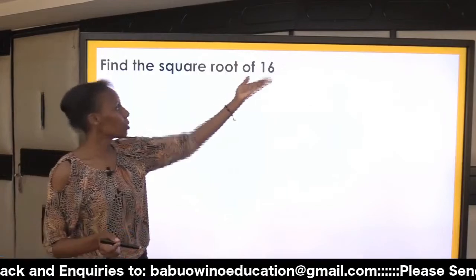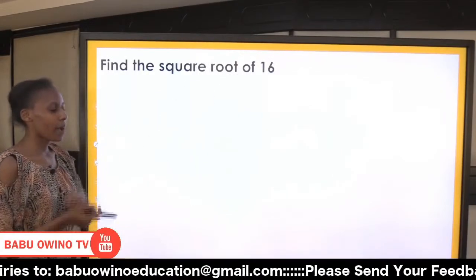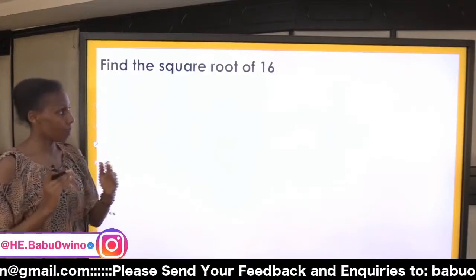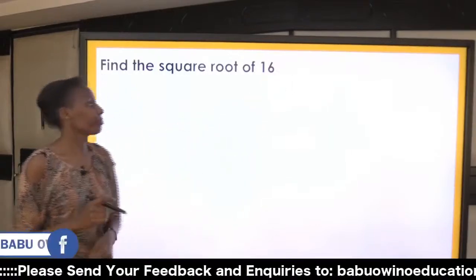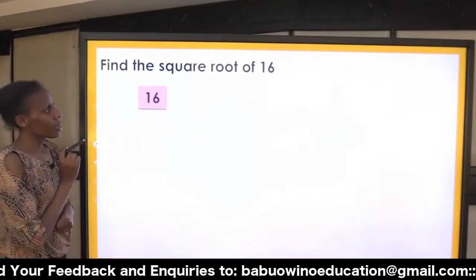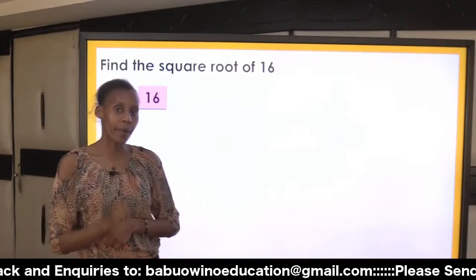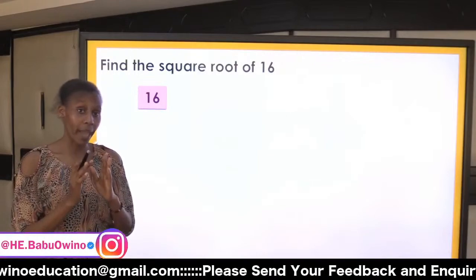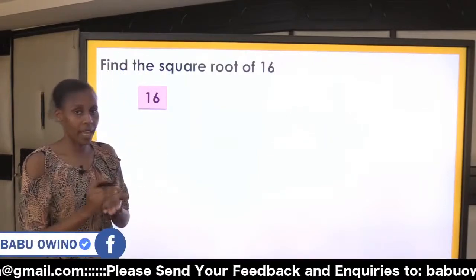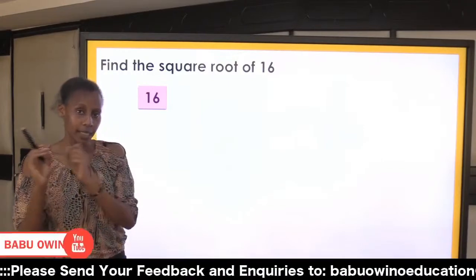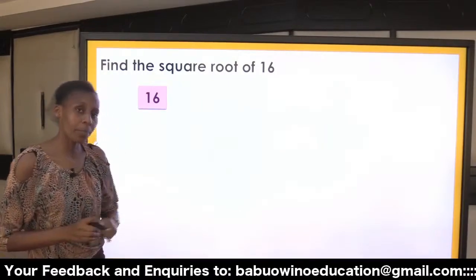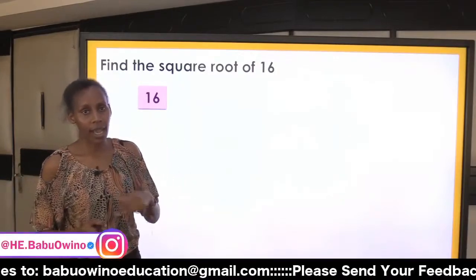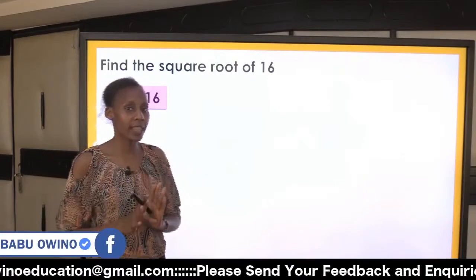I've been told to look for the square root of 16. I have to look for a number that when I multiply it by itself, it should give me 16. We're going to use a method called prime factorization. Now, prime factorization is a method whereby you express that number as a product of its prime numbers. And what is a prime number? A prime number is that number that can only be divided by 1 and itself. It does not have any other divisor.